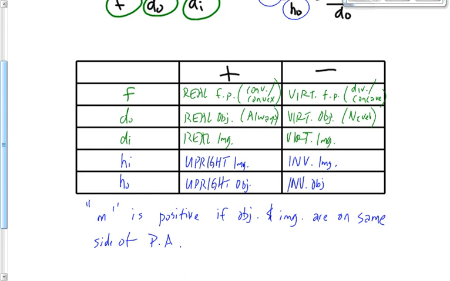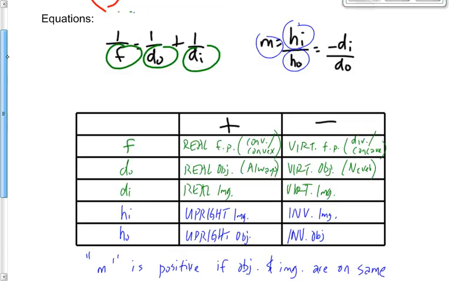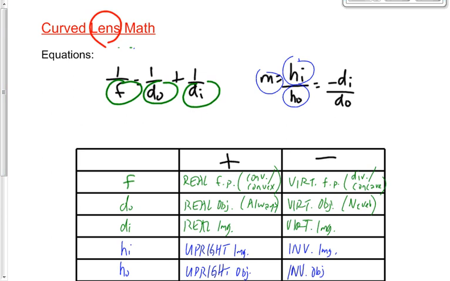This should seem familiar to you. Whether you remember all of these things or not at this point, it should be familiar to you because you've seen almost the exact same page before. The only difference between this page and the page that you wrote down last week is number one, the word lens. Last week it said mirror.